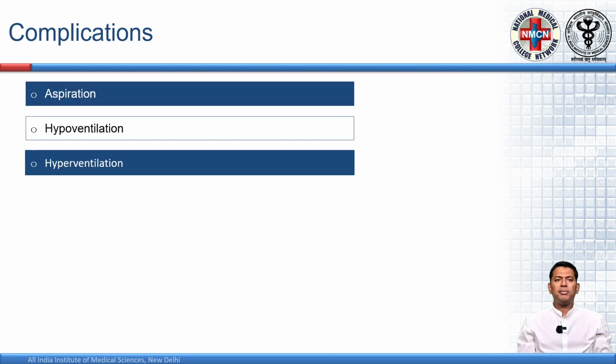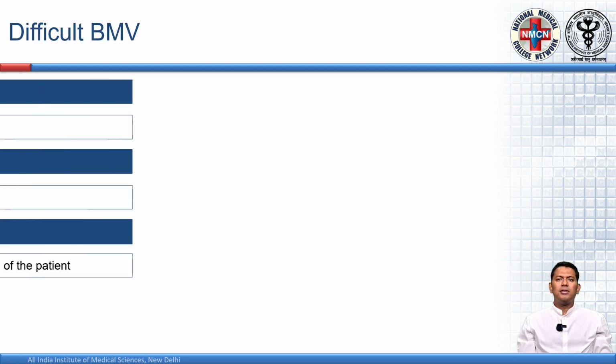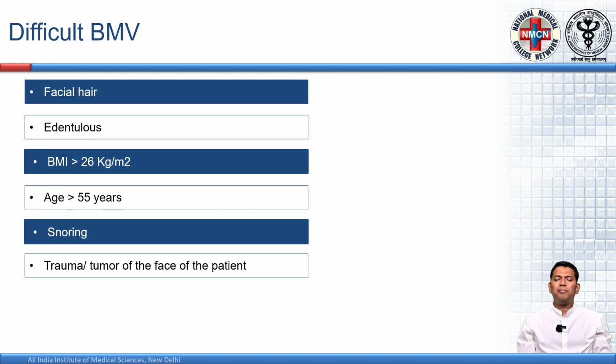Complications of bag and mask ventilation include aspiration, hypoventilation, and hyperventilation. Factors that may lead to difficult bag and mask ventilation include presence of facial hair, lack of teeth, BMI of more than 26 kg per meter square, age more than 55 years, history of snoring, and facial disfiguration such as trauma or tumor.